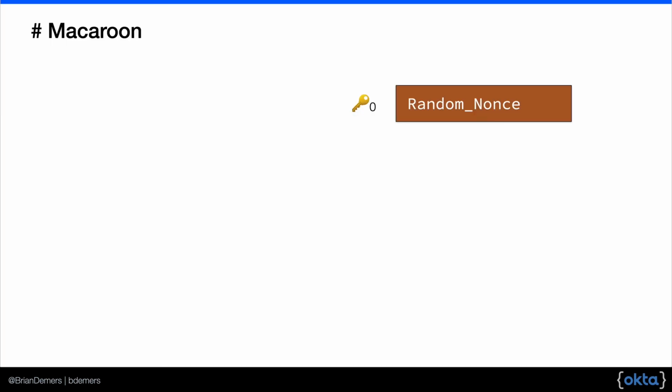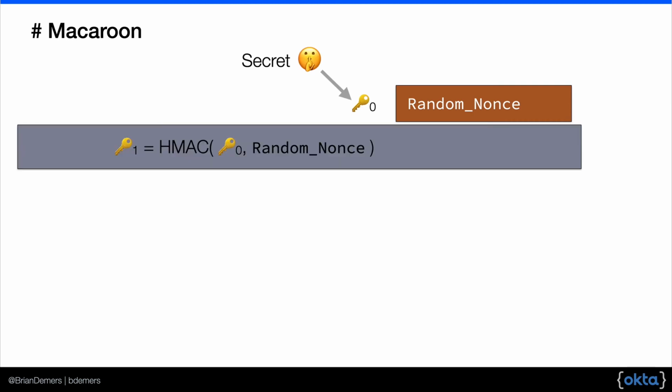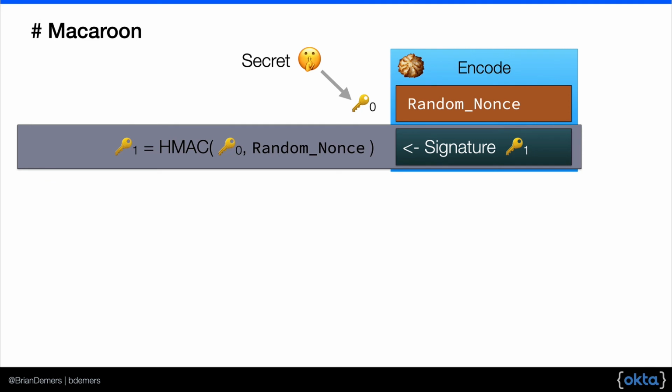There is no official spec for macaroons, so let's walk through one at a high level. To create a macaroon, you start with a random value, that's the nonce, and a key. You keep this key a secret. And you use that key to calculate the HMAC of the nonce, and that gets you a signature. Then you encode this token, once again, usually base64 URL encoded, and then that's your token.